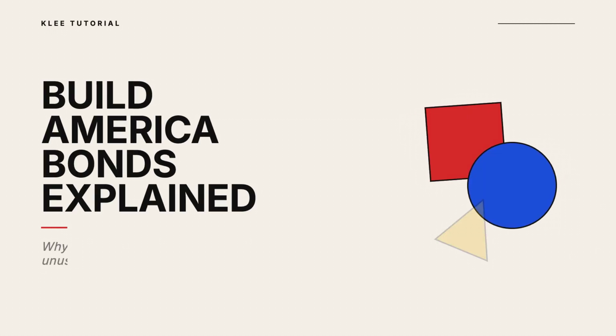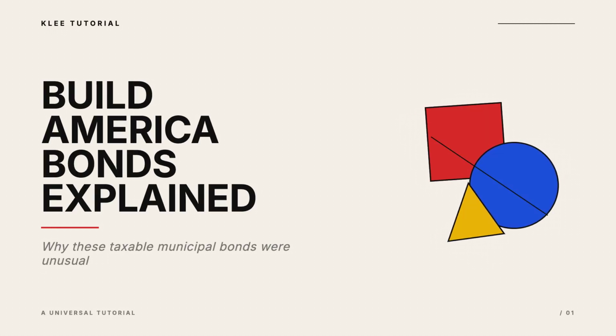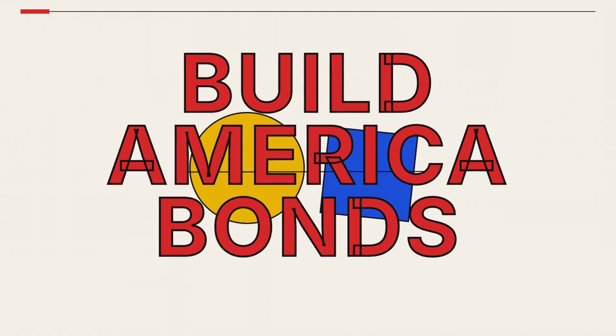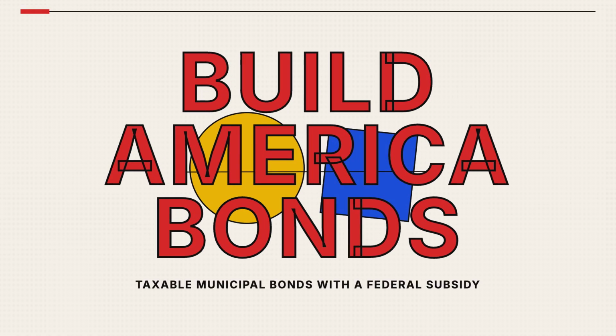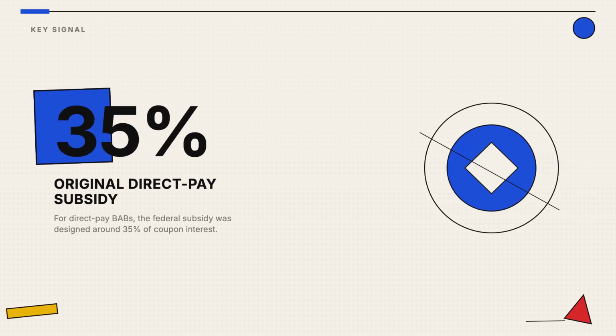Build America bonds were a special kind of municipal bond created during the financial crisis. Here is the beginner version. Build America bonds, often called BABs, helped state and local governments borrow for public projects. The headline feature was a federal payment meant to reduce borrowing costs for eligible public issuers.